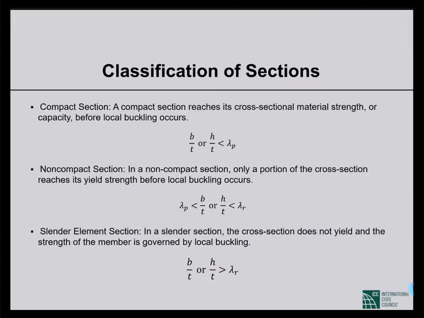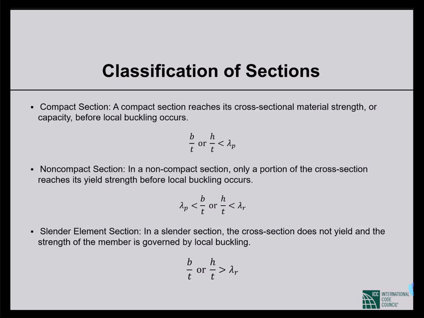Now, if these slenderness ratios or thickness ratios are less than lambda p, then we call them compact section. If these ratios are greater than lambda p, but less than lambda r, we call them non-compact section. If these ratios are greater than lambda r, obviously lambda p is always much smaller than lambda r, so if they are greater than even lambda r, then we call them slender element section. This is how we define the sections.